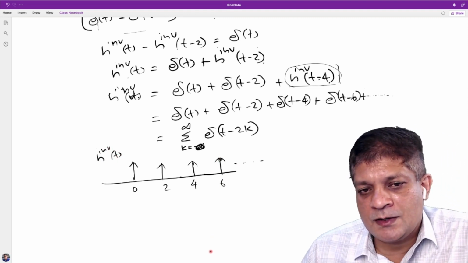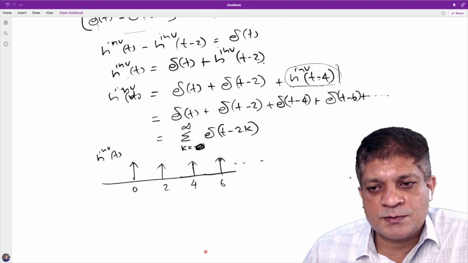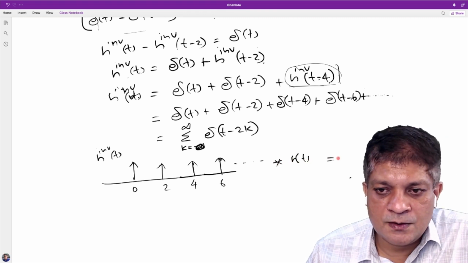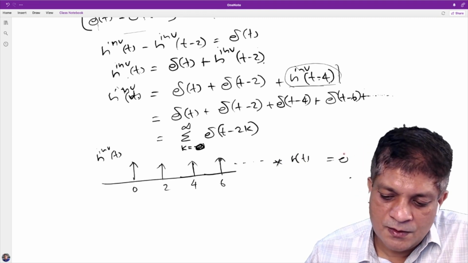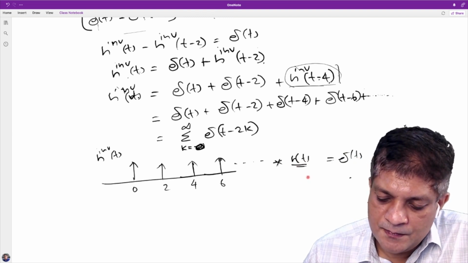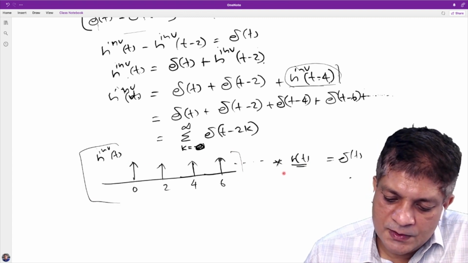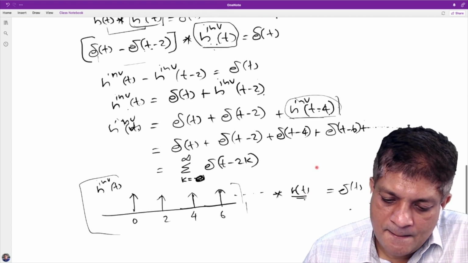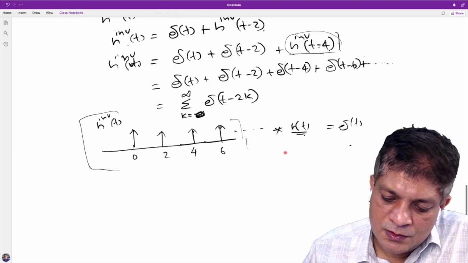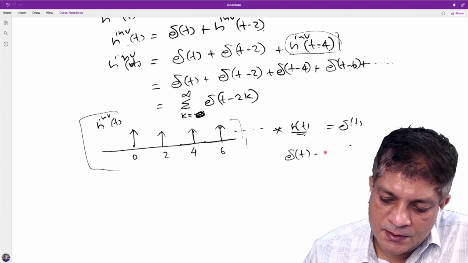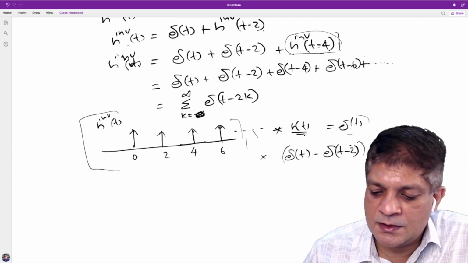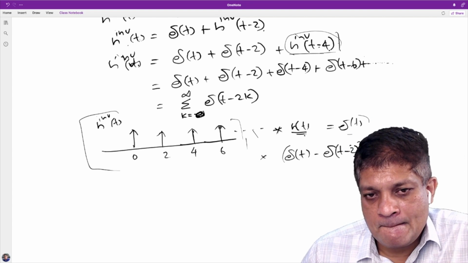Now, how can we verify that this is indeed the impulse response of the inverse system? When we convolve this with h(t), what should we get? We should get delta t, isn't it? What is h(t)? Is it delta t minus delta t minus 2? So if you convolve this impulse train with delta t minus delta t minus 2, will you get delta t?